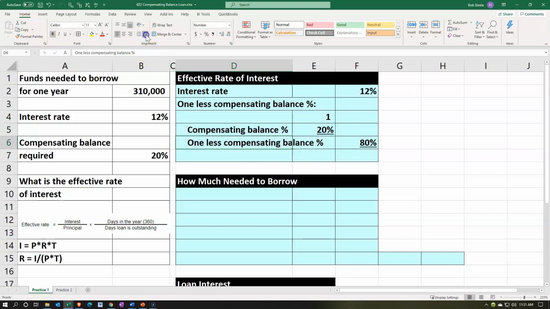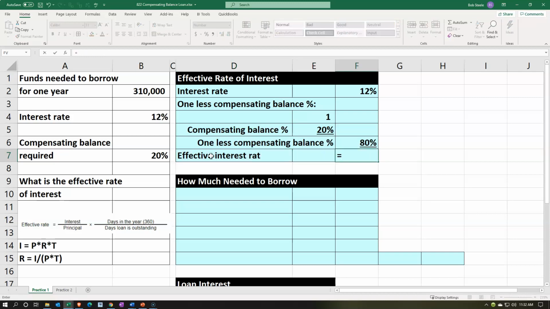Home tab, alignment, indent. And then let's call this the effective interest rate. So the effective interest rate is going to be the 12 divided by the 80%. And let's percentify this, going to the home tab, number group, and percentify it. 15, we can add some decimals just to double check. And so we're at the 15.